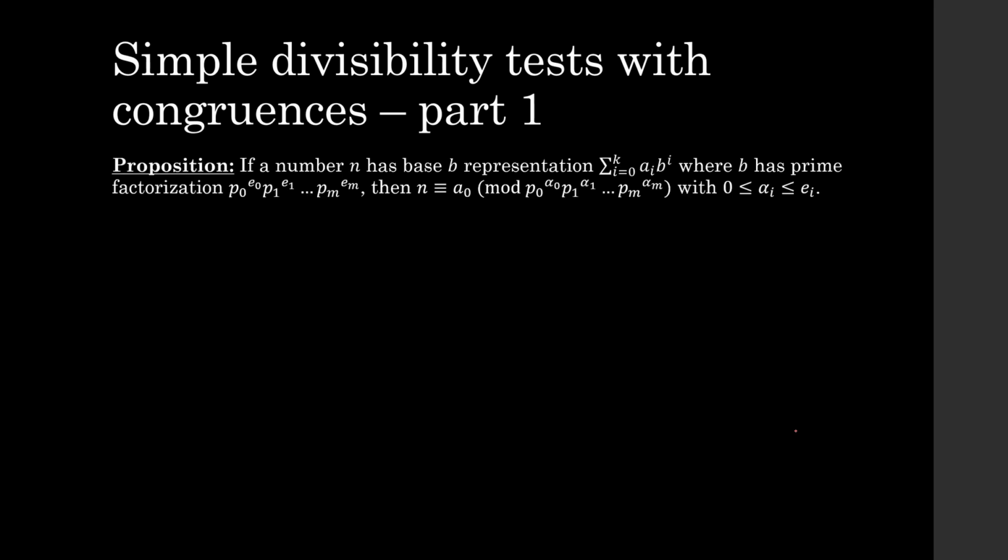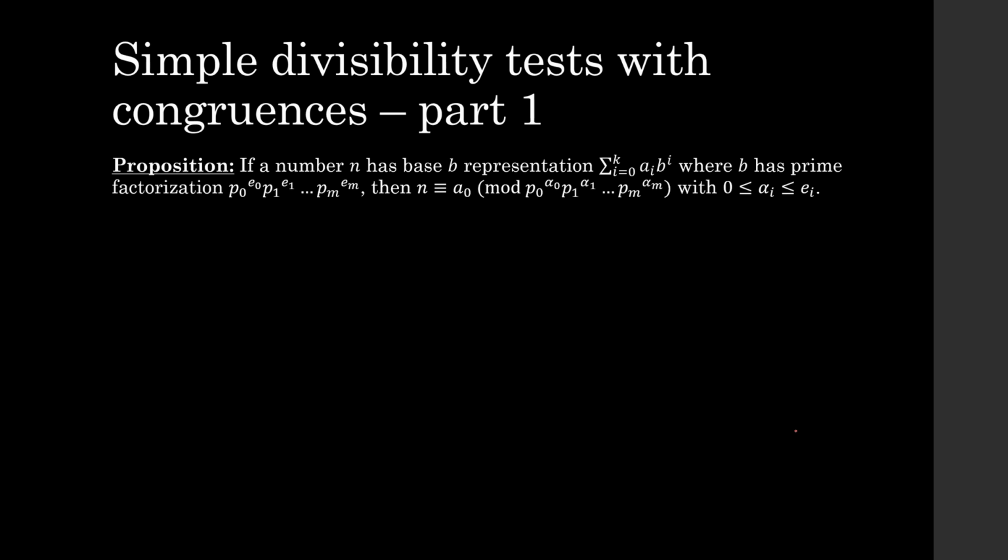So let's move on. We've got simple divisibility tests that we can do with congruences, and that's more of an application. So let's consider the base b representation of a number n. The base b representation of the number n is going to be the sum from i equals 0 to k of a_i b^i. You can refer to the last video where we looked at base b representations of numbers.